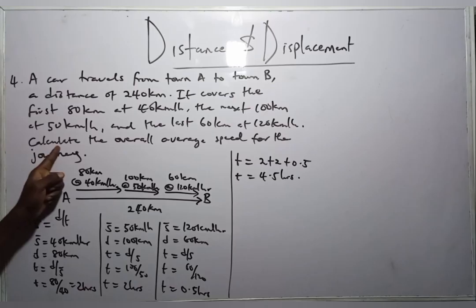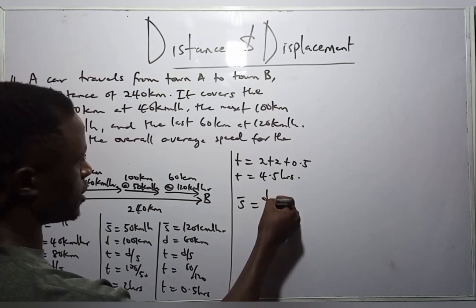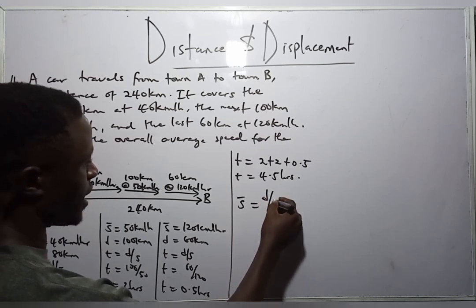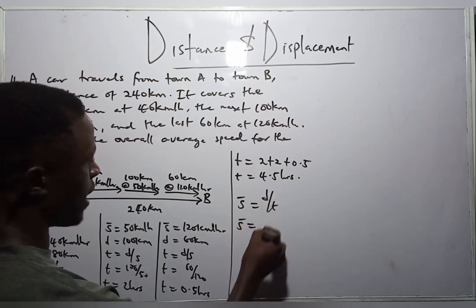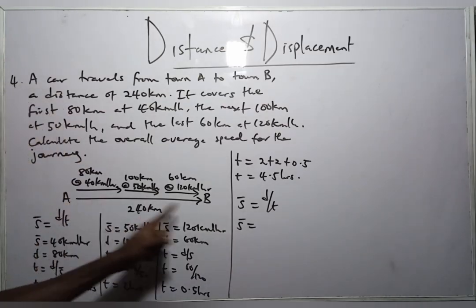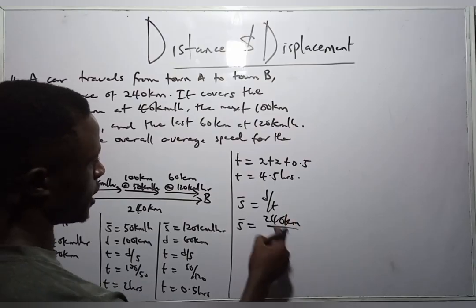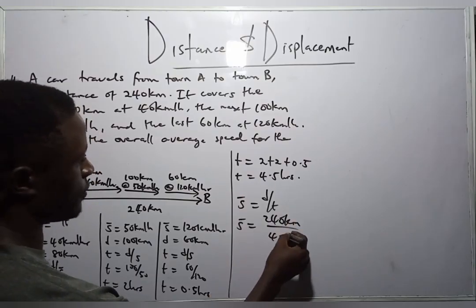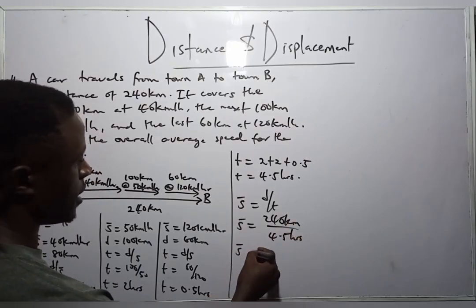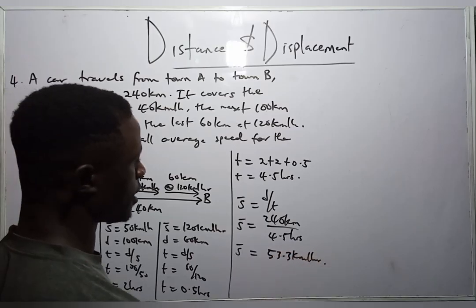The question now asks us to calculate the average speed. The average speed for the total journey is equal to total distance covered over total time taken. Average speed is then equal to the total distance from town A to town B, which is 240 kilometers, over the total time, which is 4.5 hours. That gives 53.3 kilometers per hour.